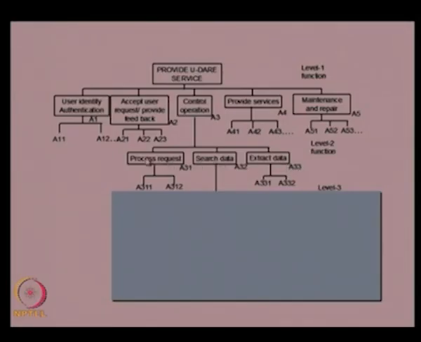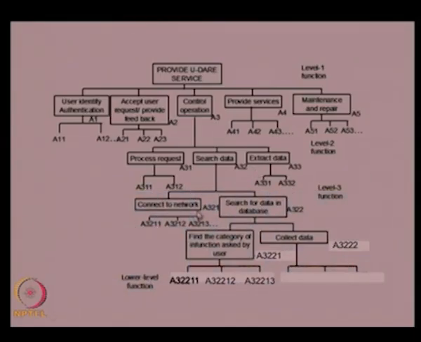Again each of these sub functions like A31 can be decomposed to A311, A312, A32 can be decomposed, similarly A33 can also be decomposed into sub functions. Again we can use the IDEF0 diagram to do this decomposition. In this A32 function we decomposed, and then we found that A321 and A322 are the 2 sub functions, basically connect to network, search for data in the database. So these were the 2 sub functions. Again the function A322 was decomposed to A3221 and A3222, and similarly this can be subdivided if needed. We can go for lower level functions and decompose it further.